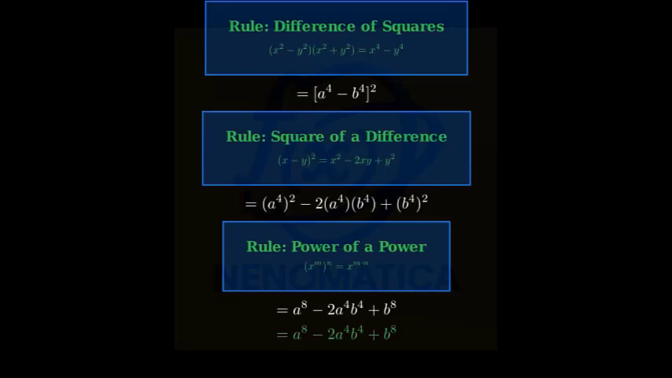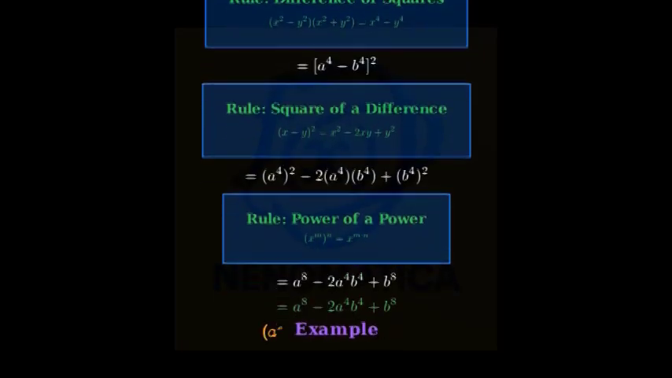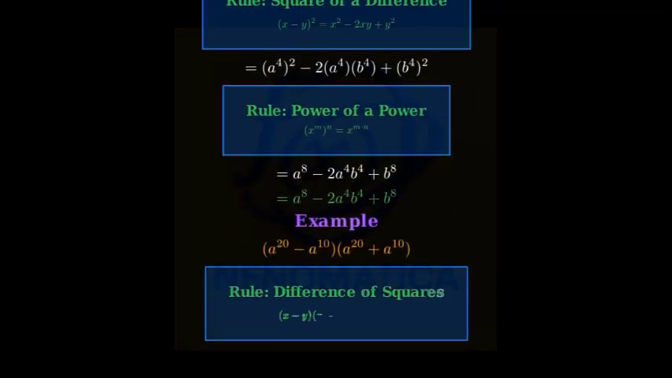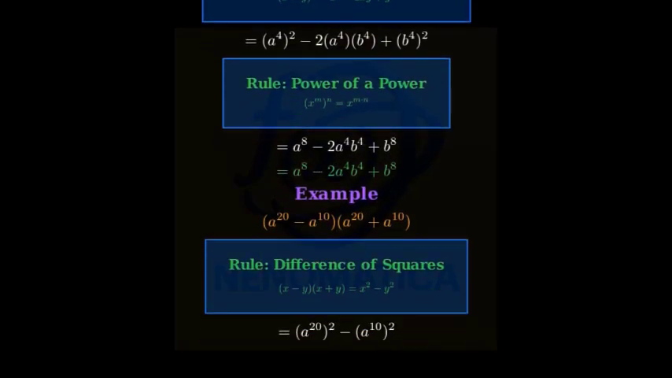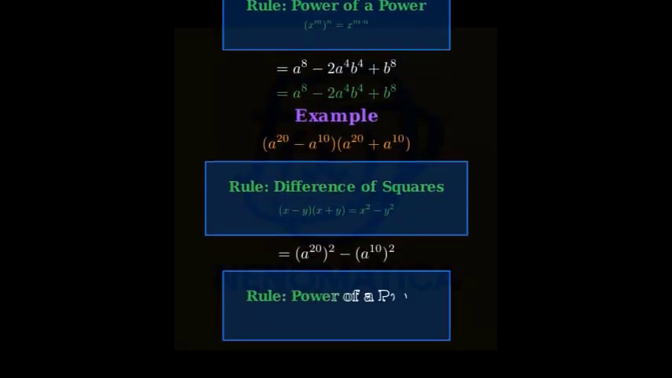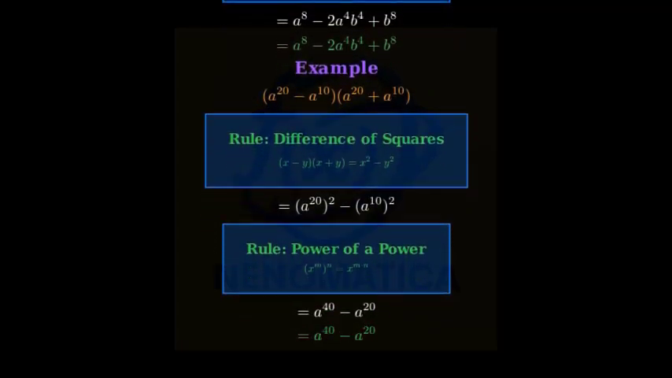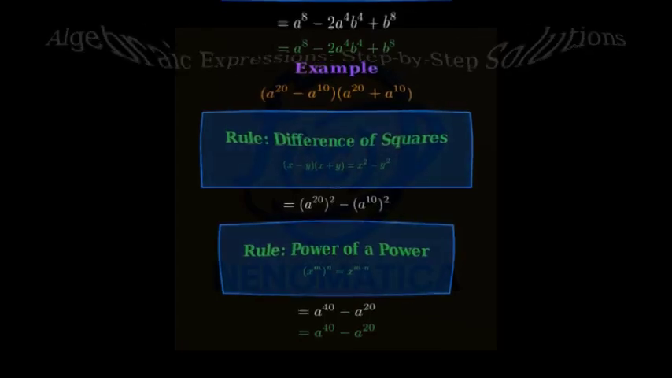For our third and final example, let's look at the expression a to the 20th power minus a to the 10th power times a to the 20th power plus a to the 10th power. This is directly in the form of a difference of squares. We can apply the formula a squared minus b squared times a squared plus b squared equals a to the fourth power minus b to the fourth power. Now, let's simplify the powers. A to the 20th, squared, equals a to the 40th power. A to the 10th, squared, equals a to the 20th power.